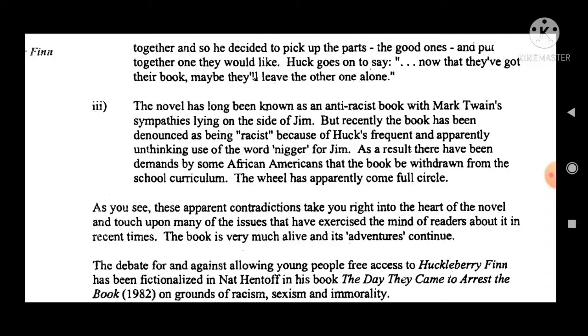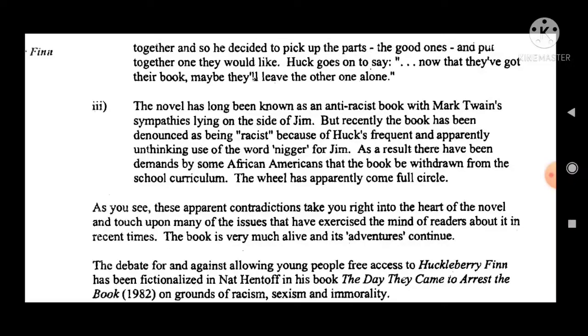The novel has long been known as an anti-racist book, with Mark Twain's sympathies lying on the side of Jim. But recently the book has been denounced as being racist because of Huck's frequent and apparently unthinking use of the word nigger for Jim. As a result, there have been demands by some African Americans that the book be withdrawn from the school curriculum. The wheel has apparently come full circle.